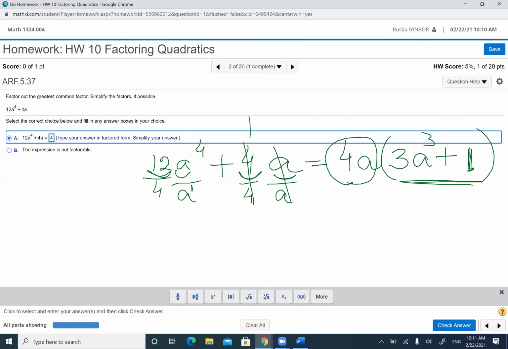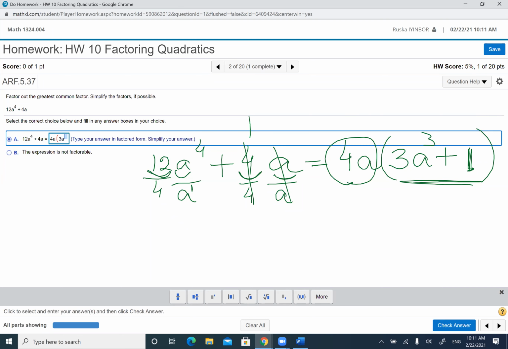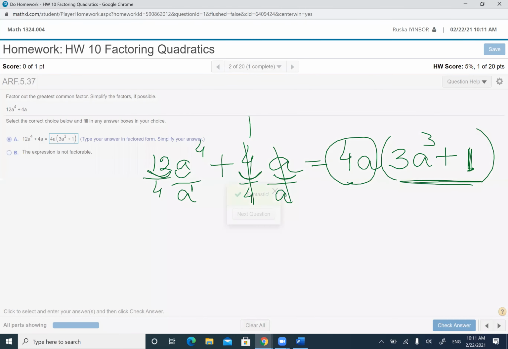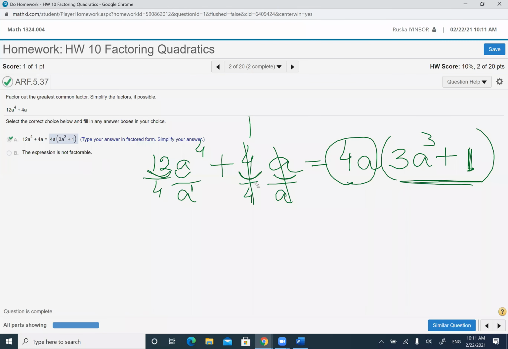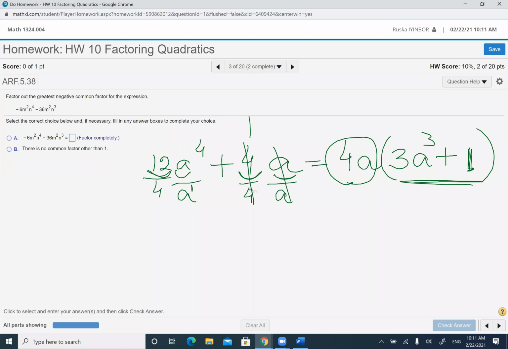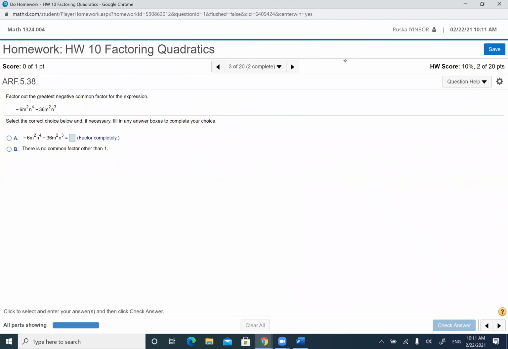Yes. So 4a is in front, and then 3a, oops, no z, a with exponent 3 plus 1, and close the parentheses. Okay, so that's how you factor the common factor. Okay, the next one is the same way.